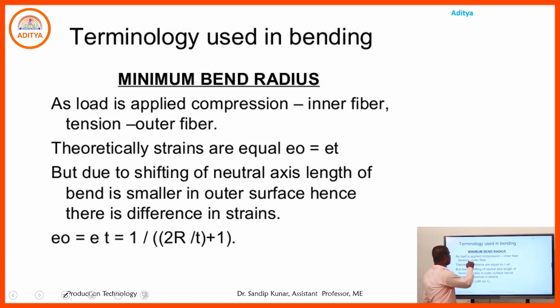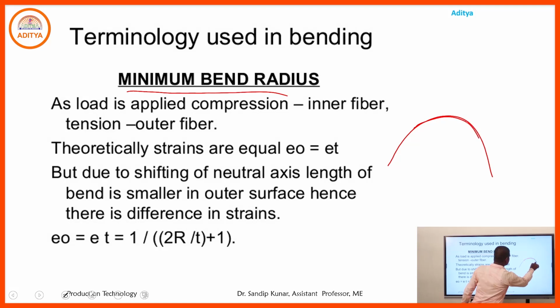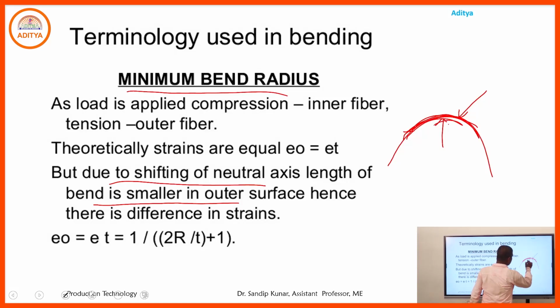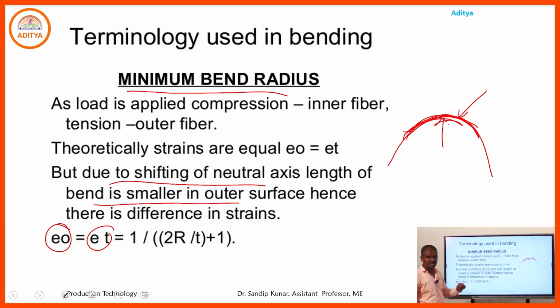Terminology used in bending: minimum bend radius. Here a load is applied and compression occurs. When we bend, the inner fiber takes compression and the outer fiber takes tension. Theoretically the strains are equal, e0 equals et. But due to shifting of the neutral axis during bending, the bend length on the inner portion is smaller with respect to the outer side. Here e0 equals et equals 1 by (2R/T plus 1), where R is the bend radius and T is the thickness of the sheet.